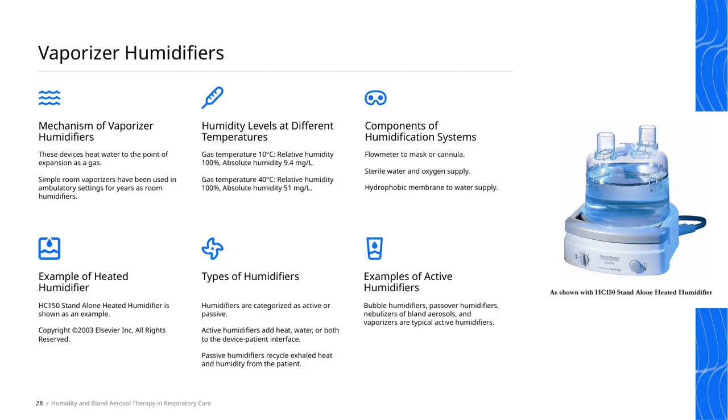These devices heat water so that it expands into a vapor, which can then be inhaled by the patient. Simple room vaporizers have been used for years in outpatient settings, functioning as room humidifiers to add moisture to the air. Understanding how vaporizer humidifiers work is crucial. They heat water to produce a vapor that increases humidity in the inspired air, helping to prevent dryness and irritation in the respiratory passages. This mechanism is essential in managing various respiratory conditions, ensuring the patient's airway remains moist and functional.